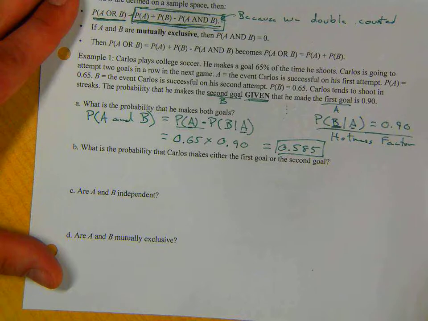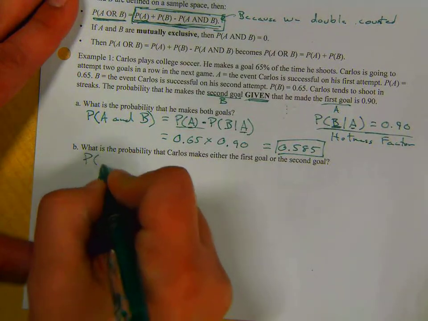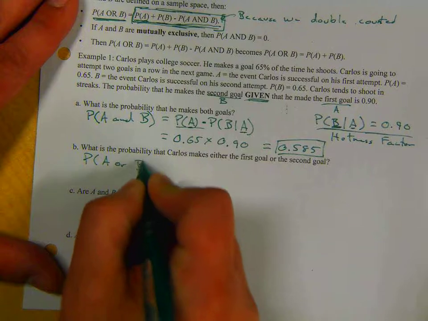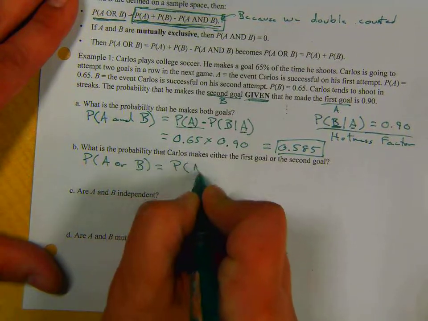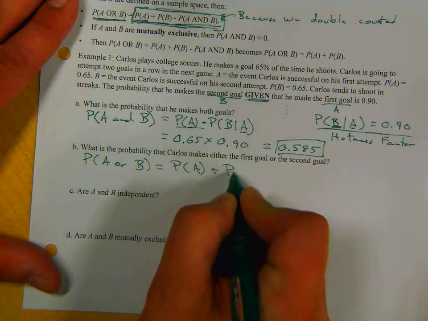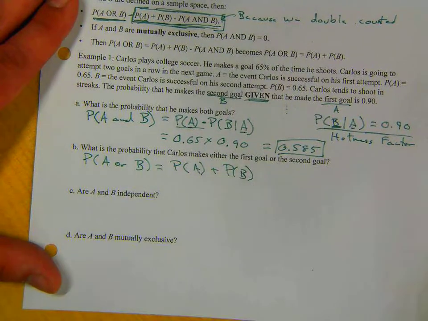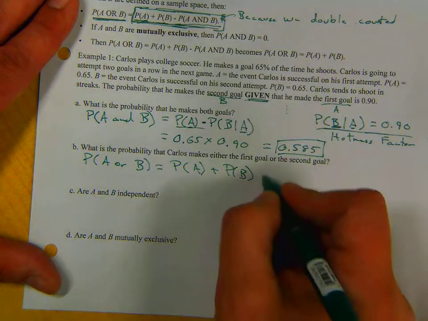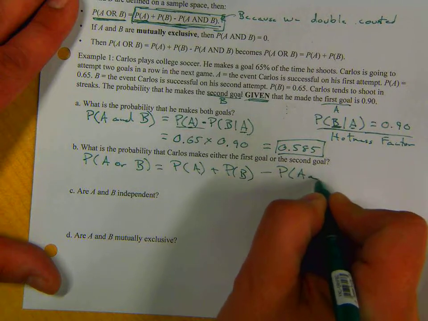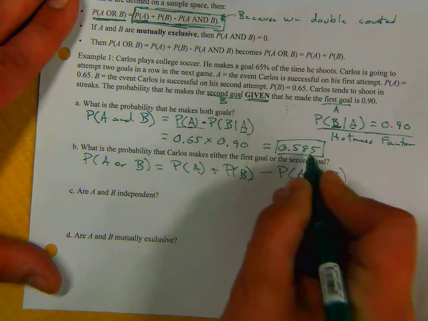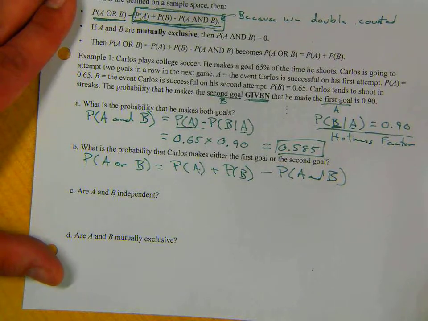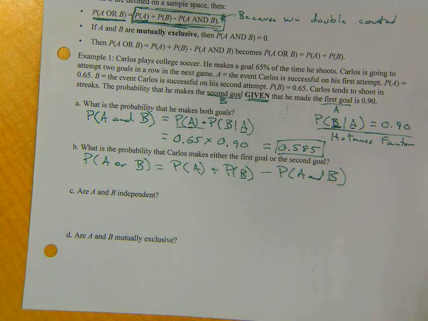What is the probability that Carlos makes either the first goal or the second goal? So there's P of A or B. Now we're going to add them: P of A plus P of B. Minus P of A and B. It's not mutually exclusive. Sorry, I shouldn't have given that away, because that was on the bottom of this page. Since this is not 0, we have to subtract this portion off because we are essentially double counting the amount of goals he's going to make in these groups.